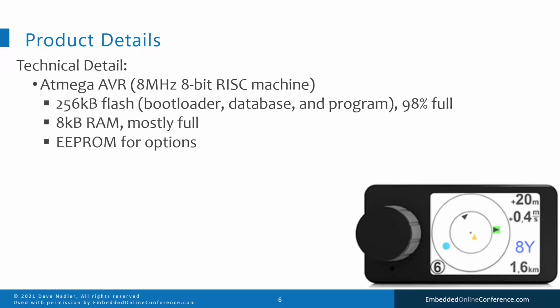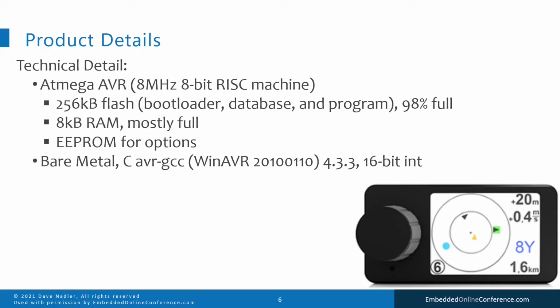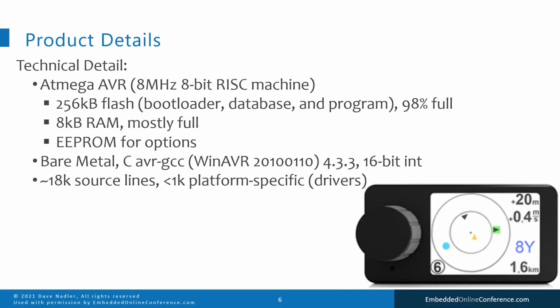EEPROM storage on chip for some options. It's bare metal, no RTOS. Uses AVR GCC, which has a 16-bit integer, despite running on an 8-bit RISC. Around 18K of source lines, less than 1K of platform-specific driver stuff. The source line count includes things like font tables, so it's not really a very huge program.